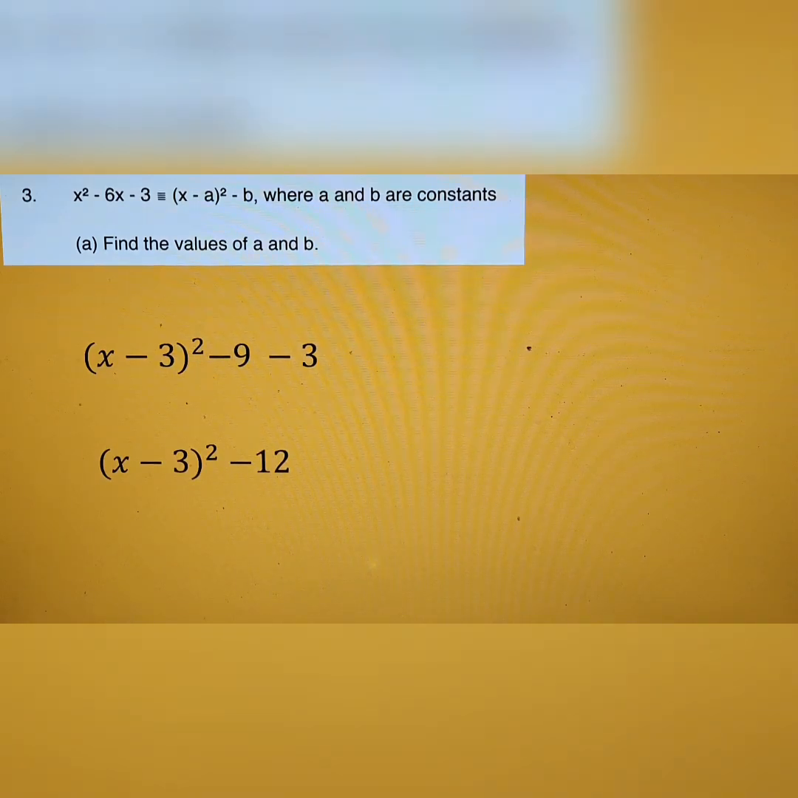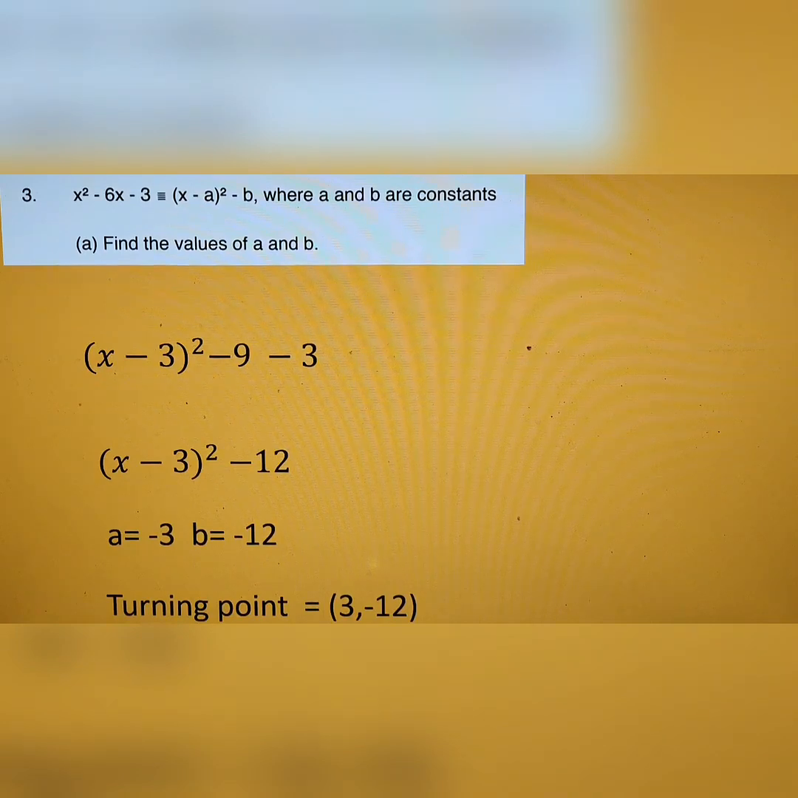So your completed square is x minus 3 squared minus 12. Then if you wanted to find the turning point, for your bracket to be 0, x must be 3 and y is minus 12. So the value for a is minus 3 and b is minus 12 as per the completed square, but the turning point is 3, minus 12.